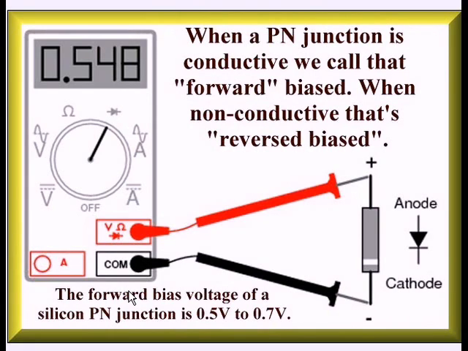A quick note on PN junctions, that is, positive negative semiconductor junctions, particularly silicon, which is what we will be dealing with extensively. When forward biased, that is, the anode is positive and the cathode is negative, it will conduct a current, and you will have a voltage drop of between 0.5 and 0.7 volts. If you connect the negative to the anode and the positive to the cathode, it will be open. There will be no conduction. It's like somebody opened the switch.